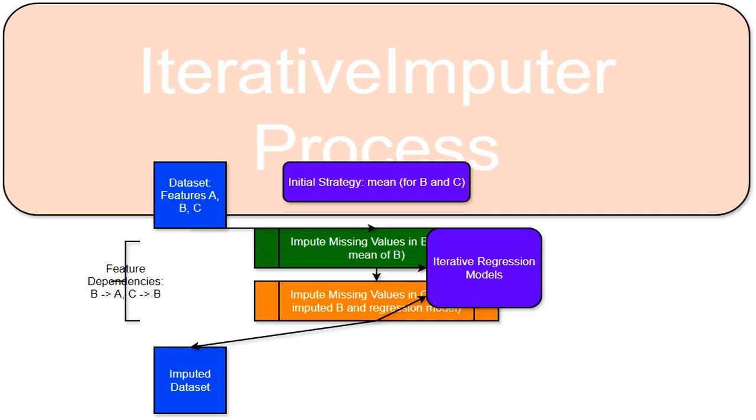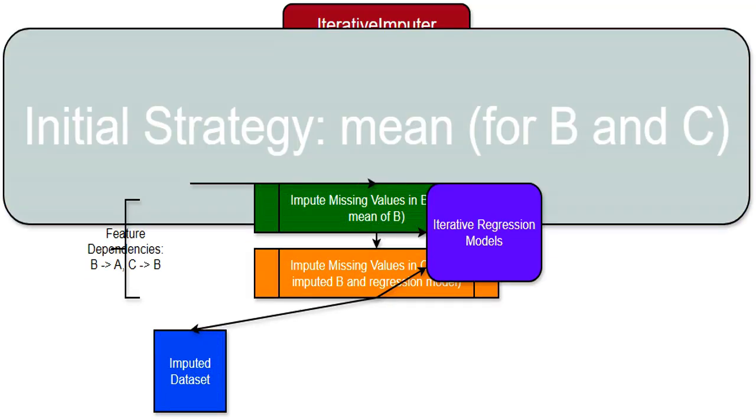We're working with a dataset that has 3 features, A, B, and C. I'll be focusing on how these features relate to each other during the imputation process. The iterative imputer starts by using the mean, average, of each feature as its initial guess for any missing values. For features B and C, this is our starting point. Think of it like making an initial educated guess before refining it using more data.